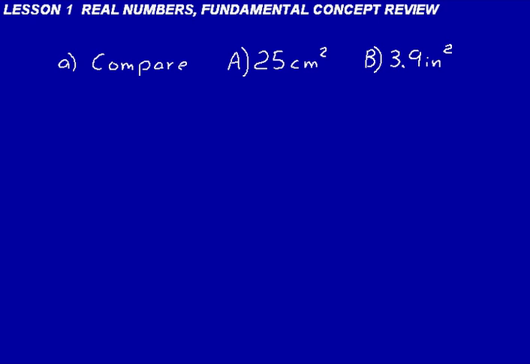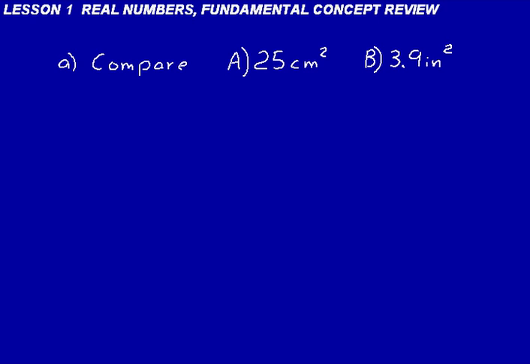So look at this problem. We want to compare 25 centimeters squared and 3.9 inches squared. Hopefully by now you're in calculus. You're one of the smartest students in the United States if you're doing calculus. And the first thing you see there is, oh, well, they have different units. And so you don't just blindly guess that A is the answer because you saw that there's different units. So you need to get the two values to have the same units. Then you can compare them.